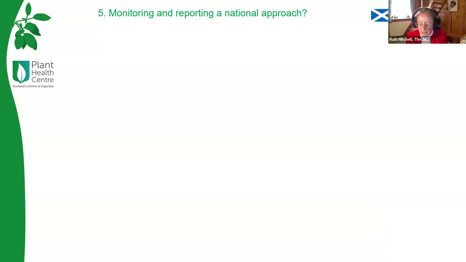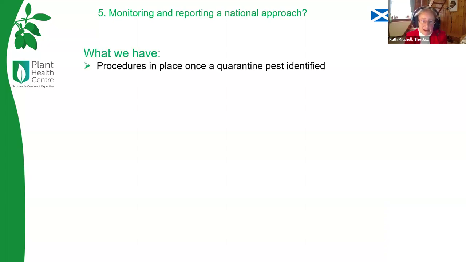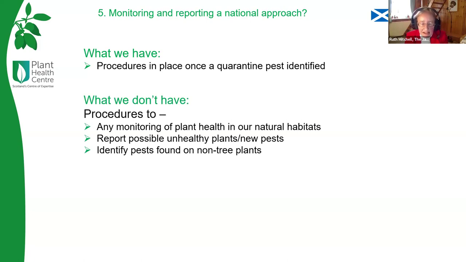And in summary, what our discussions led to is that we seem to have procedures in place once a quarantine pest is identified. So if I can tell the chief plant officer that there's a quarantine pest at a certain location, they've got the powers to go and try and isolate that pest, to try and limit access to the area, and to try and potentially remove that pest. What we're currently lacking is actually any monitoring of plant health in our natural environment, our natural habitats. And it's not really clear who we report possibly unhealthy plants to, or new pests to. It seems to fall down between the gaps.